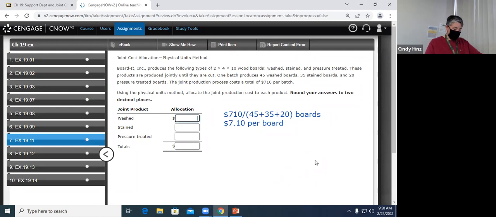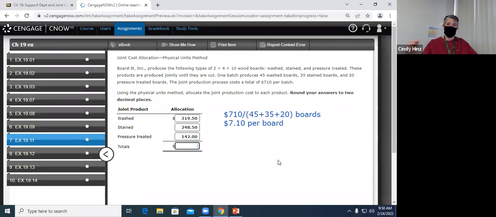So how many washed boards? 45 washed boards at $7.10 each. It says round your answer to 2 decimal places, so we're going out to the cents. $7.10 per board for 45 washed boards. 35 stained boards at $7.10 each. And then 20 pressure treated boards at $7.10 each. So what do we want the total to be? Well, the total better be the $710 that we're trying to allocate. If not, we've done something wrong.